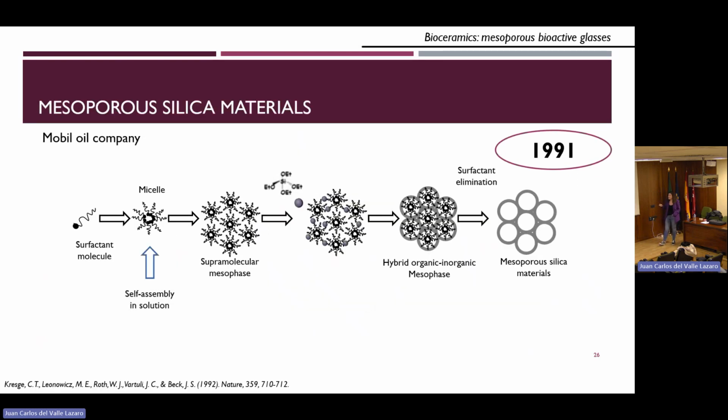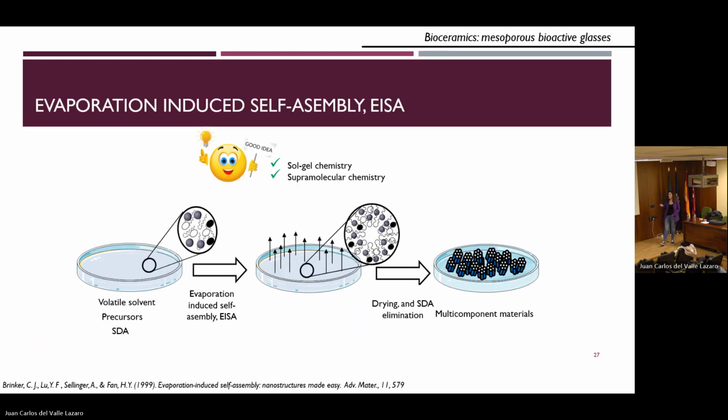And in the same year, the Mobil Oil Company discovered mesoporous silica materials. This combined surfactant chemistry with precursor chemistry to make bioglasses, and then we created mesoporous silica. They created mesoporous silica materials, which have some special specifications.